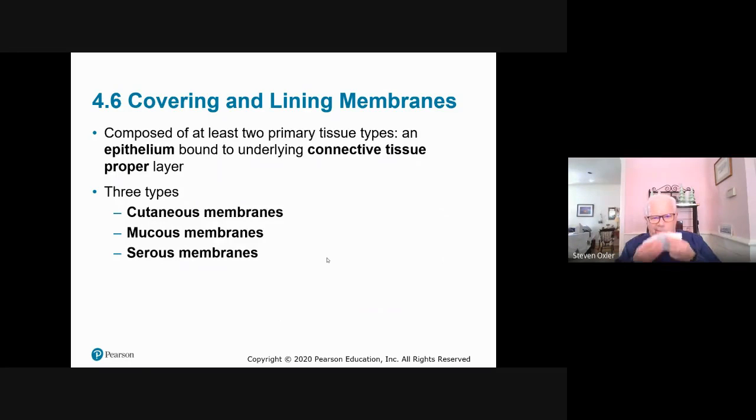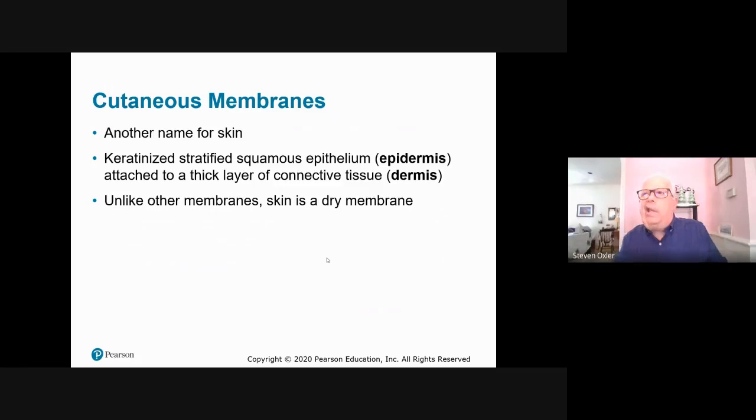There are 3 types of membranes in your body: cutaneous, mucous, and serous. Cutaneous membrane, basically it's your skin.